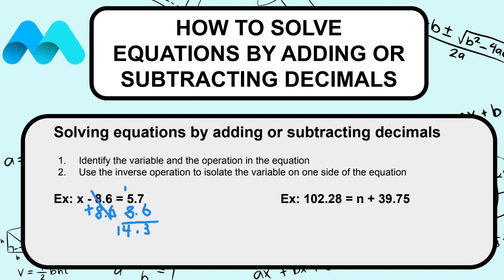Now, looking at the left side of the equation, I do have the x here. It is by itself, and I'm going to bring down the x because I didn't do anything with that, and the equal sign. So when I bring those down, we have x equals 14.3. And that is the answer to the equation. You can check it by plugging 14.3 back into the original problem for x and then doing your subtraction there. I'm not going to do that here for you, but you can do that to check your answer.